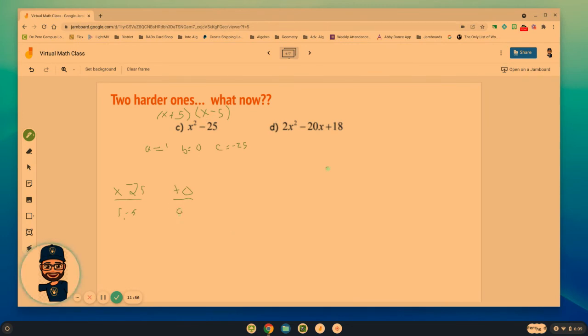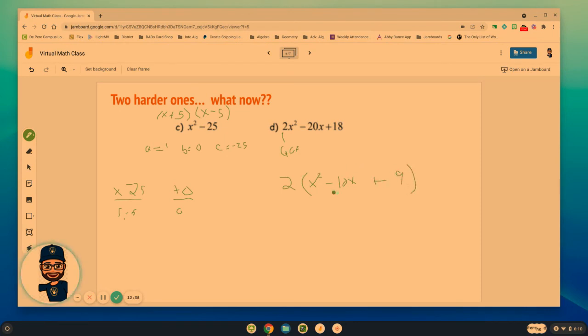In the second one, notice how all of a sudden the a value is 2, right? Everything else we've been working on so far, the a value was 1. There wasn't anything there. So we want to check for what's called a greatest common factor. Is there any number that will go into a, b, and c evenly? In this case, it's 2. We could divide by 2. That leaves me with x squared for the first piece. Negative 20x divided by that 2 is negative 10x. 18 divided by that 2 is 9.